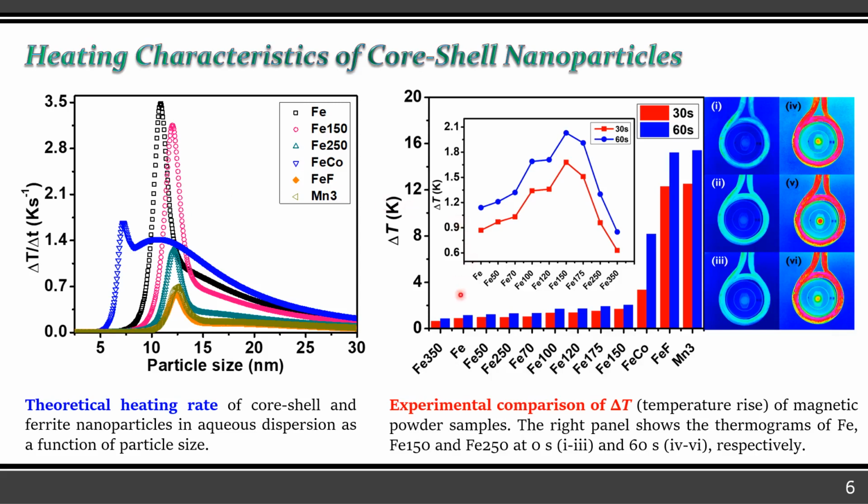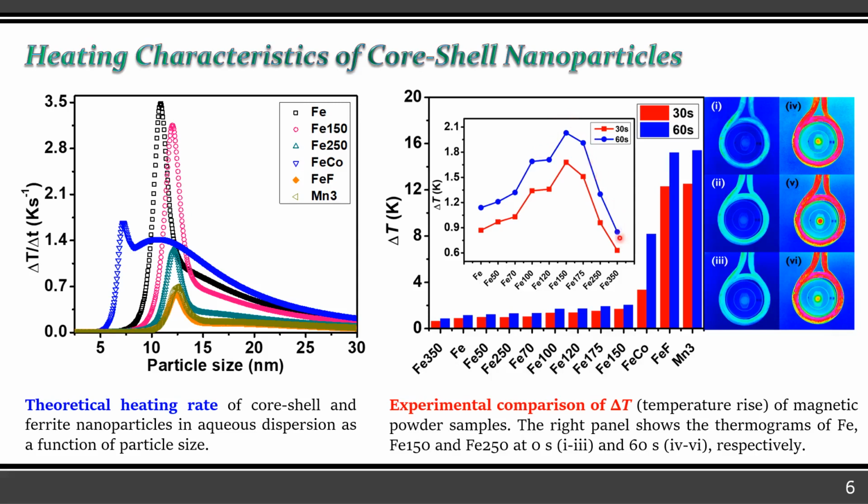This shows the experimental comparison of delta T of stable magnetic powder samples. The inset shows the delta T of all Fe samples. The thermograms are shown for Fe, Fe150 and Fe250 at 0 seconds and 60 seconds. The rise in heating is due to the iron oxide shell that reaches an optimum thickness, and the further drop is due to the higher conversion of ferrimagnetic iron oxide in the shell to the antiferromagnetic phase.